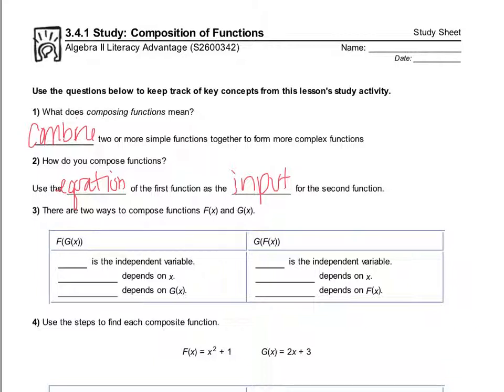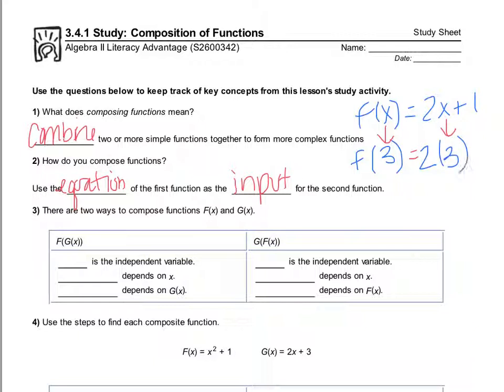So let's start with something simple. If I gave you the function f of x equals 2x plus 1, and I ask you to find f of 3, what that means is that you're replacing x with 3. And if you replace this x with 3, then you must also replace the other x with 3, because you have to do it to everything. And so f of 3 would equal 2 times 3 is 6 plus 1 is 7.